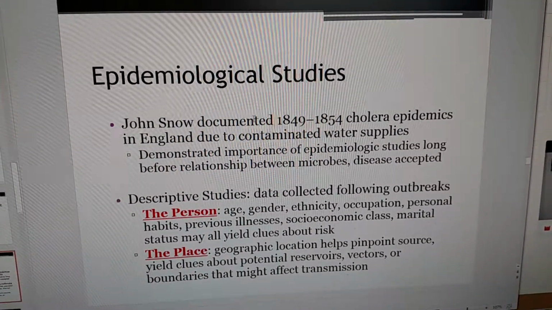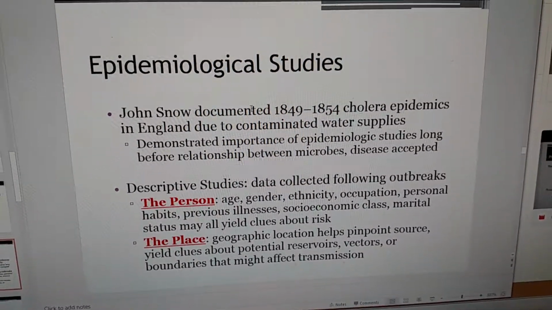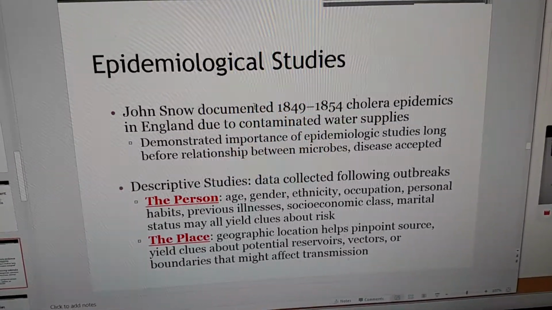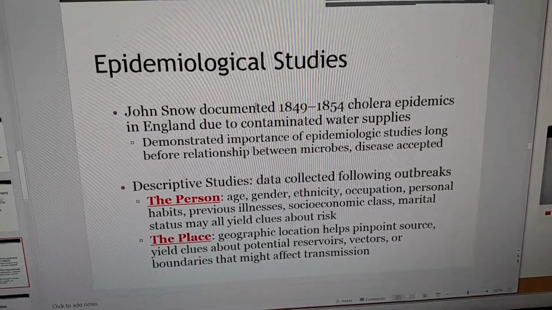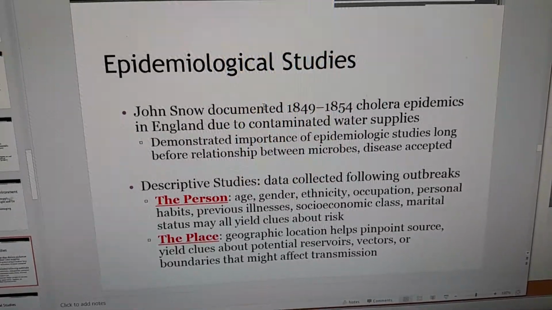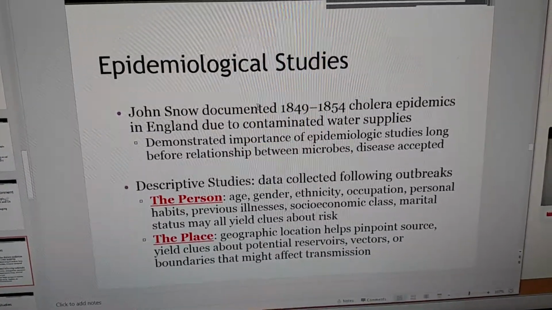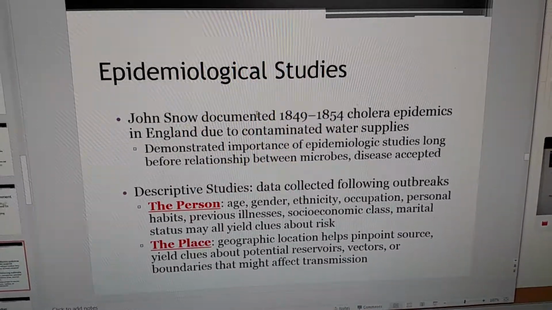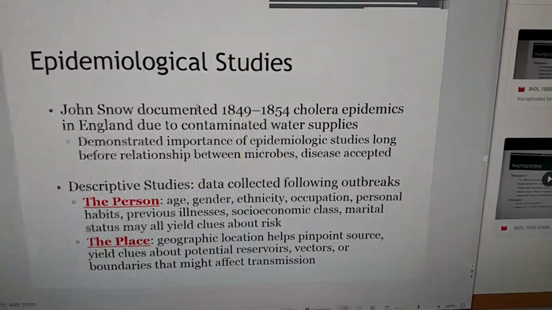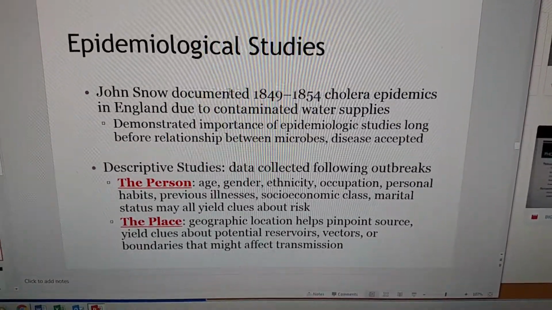So when you're doing epidemiological studies, this was actually first done by John Snow. Remember, he documented the cholera epidemics that happened in London due to contaminated water supplies. And he actually started collecting data to realize what was happening. So typically with these, you do descriptive studies. You actually need to collect data after outbreaks. You need to look for the person. You want to know things like age, gender, ethnicity, occupational habits, illnesses, socioeconomic class, marital status, because that can give you clues about risk factors.